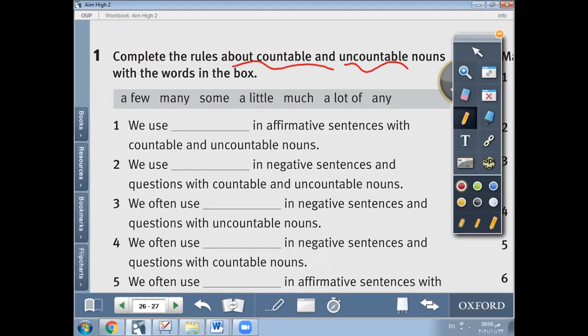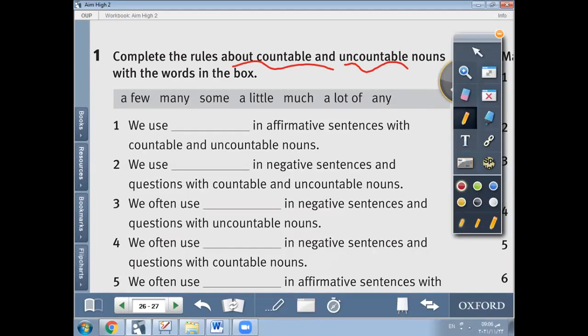The countable nouns, we have a plural and singular. Yeah, we have forms in a singular form and plural form. For example, a book, books, a pen, pens, a student, students, etc. But uncountable, we just have a singular form. Yeah, guys, look at the board. A few, many, some, a little, much, a lot of, any.